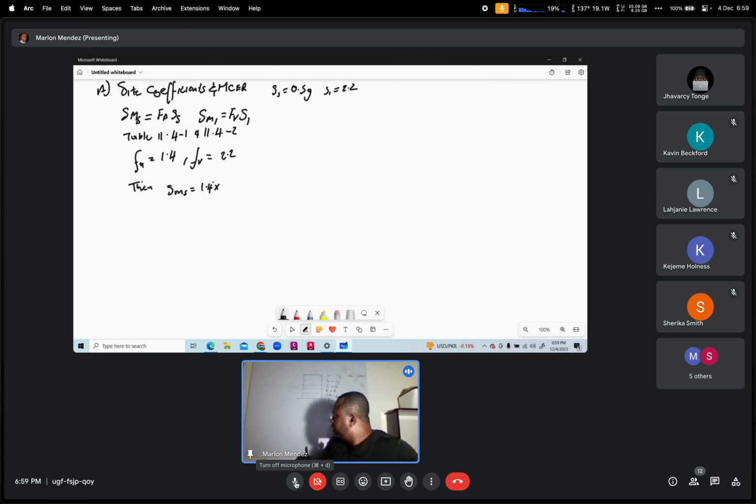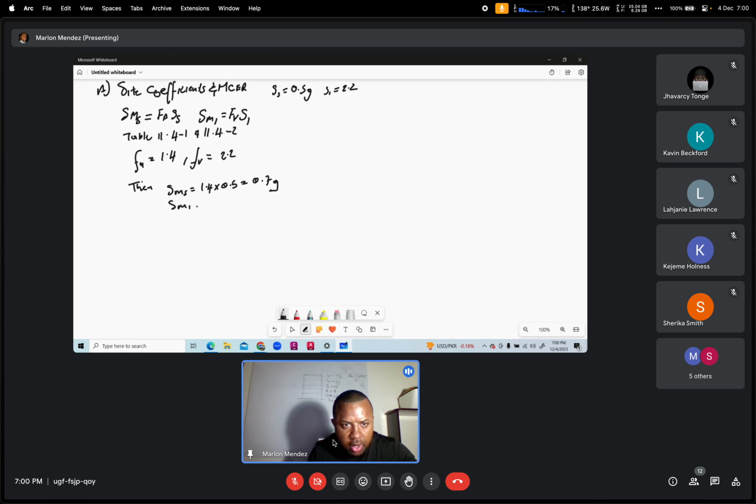It's on my board in the back. The SS is 0.5 and the S1 is 2.2. So you see the 1.4. So we're using the S now. So SMS, which is SS, which is 0.5, is equal to, you can just give me quickly if you have the answer, 0.7 G.